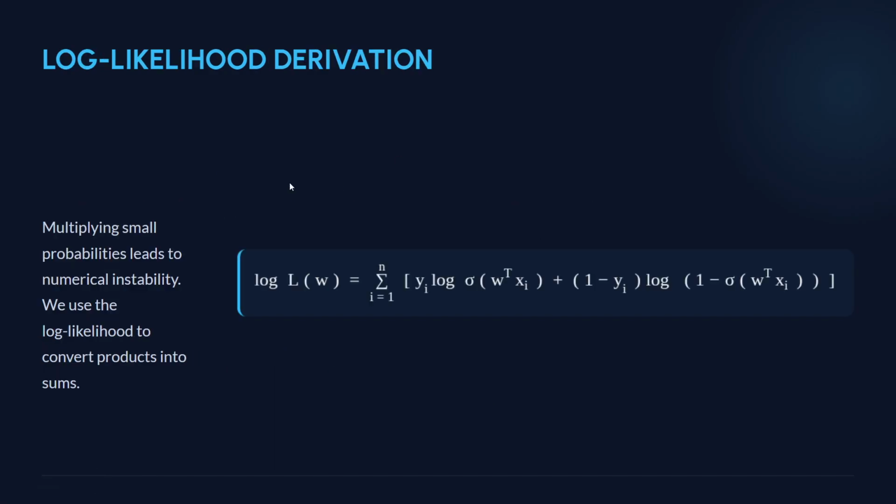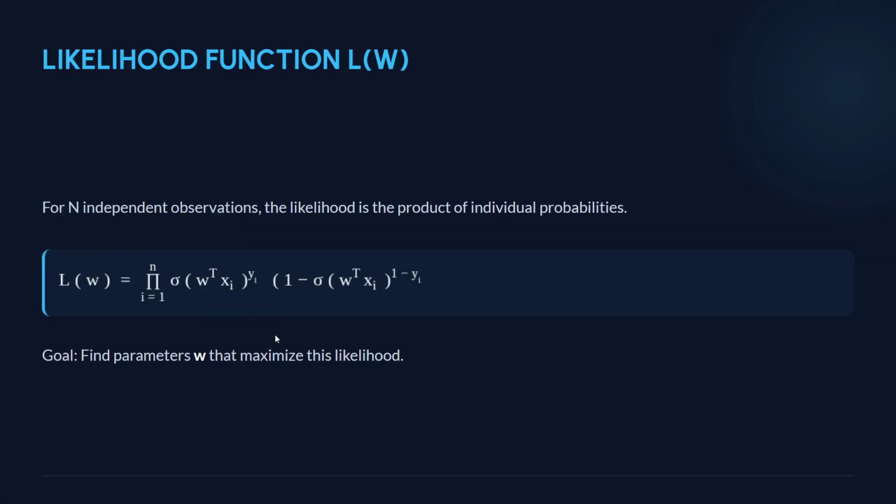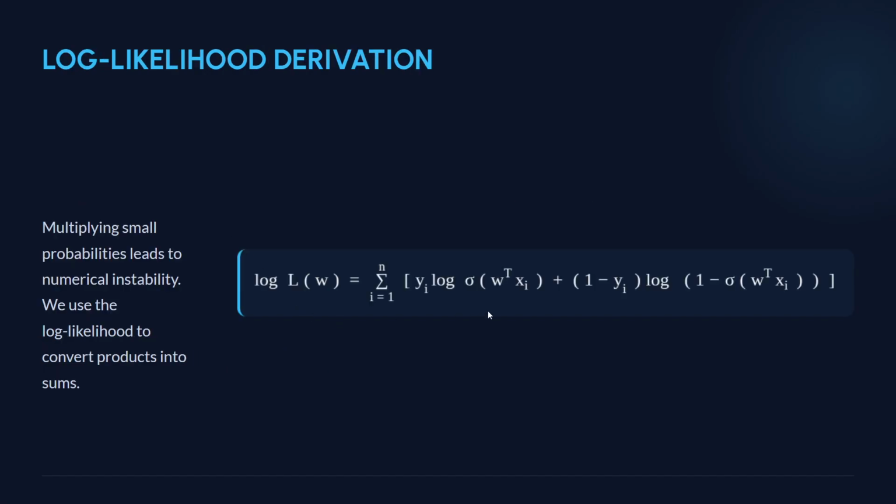Now, multiplying small probabilities leads to numerical instability. After multiplying these small probabilities, it will bring in instability. So we will take the log on both sides. After taking the log, this y_i will come down, and this 1 minus y_i will also come down, and then they become y_i log sigma of w transpose x_i. This whole term is the new term after taking the log.